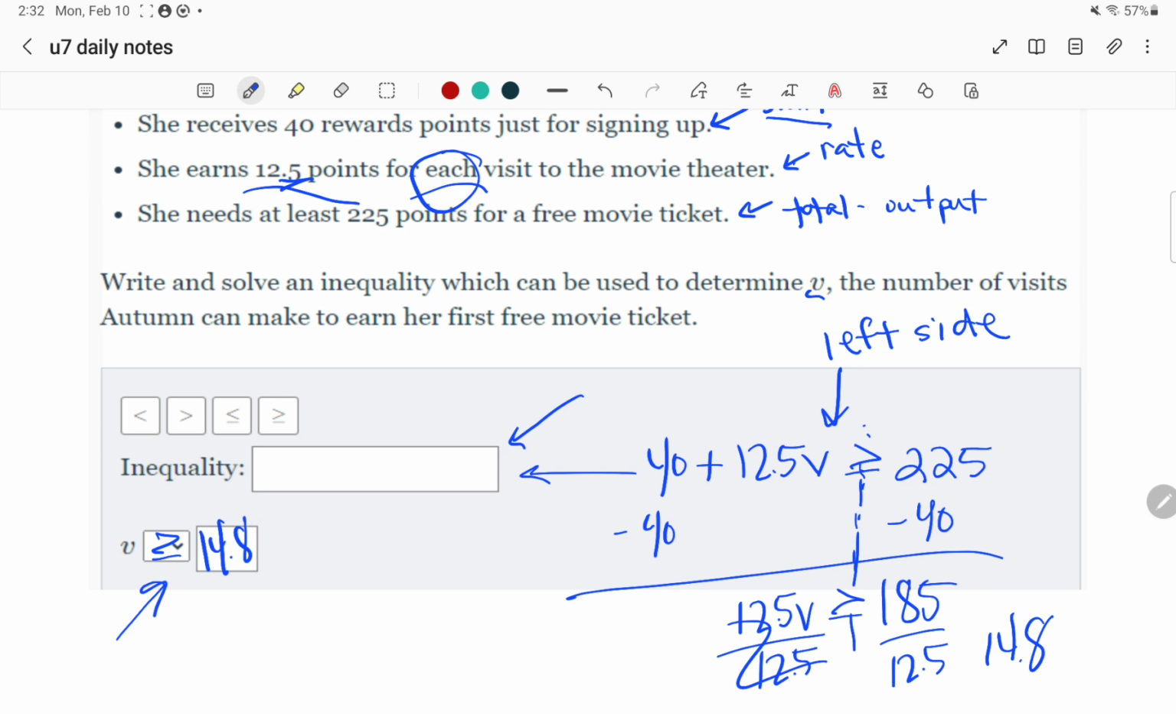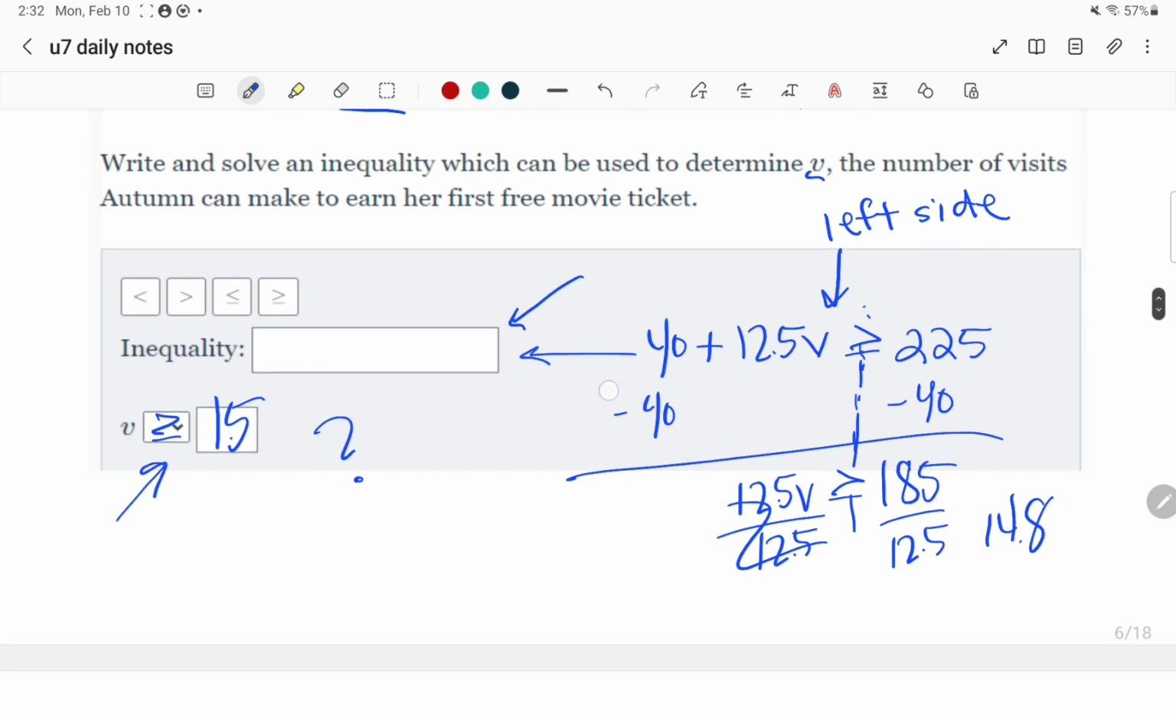Okay, so quick thing. Can we go to 0.8 of a movie? Nope. So this would actually round up to 15. I would need to go to 15 movies, meaning I'd probably end up getting a little bit more than 225 points. But that's okay, because I need greater than or equal to 225 points. So I'm going to round up.